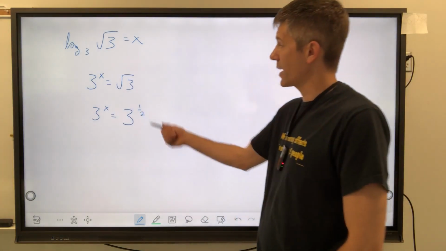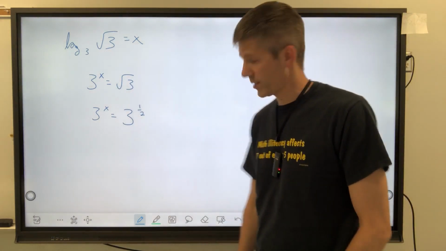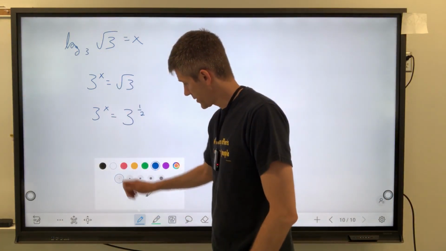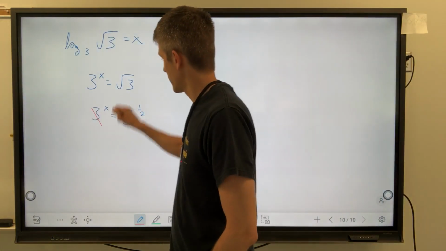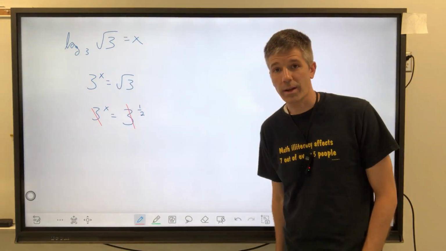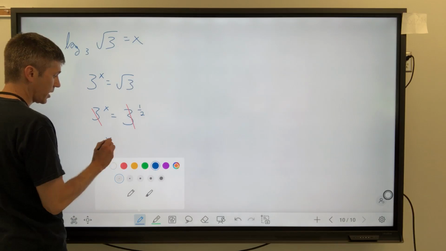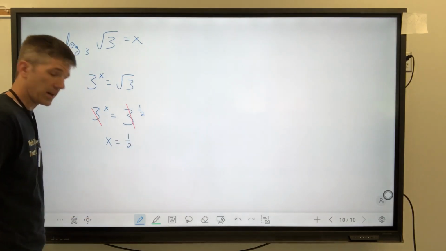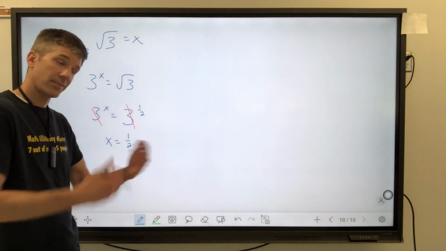And I have 3 to the x equals 3 to the 1/2. I think it's fairly obvious. Now I'm going to do something here that is very legal, but I'm not explaining how it's legal. But basically, x is equal to 1/2. There we go. Why is it legal? Because of the properties of logarithms that is beyond the scope of what we're doing in this particular lesson, because we just learned logarithms as inverses.